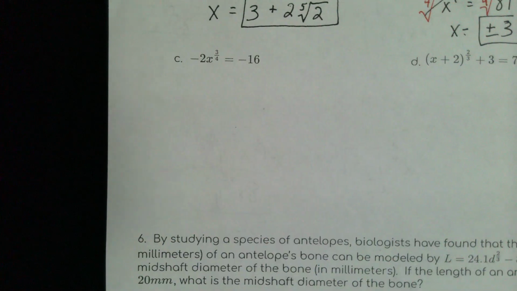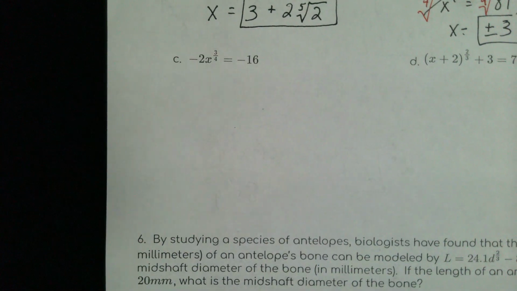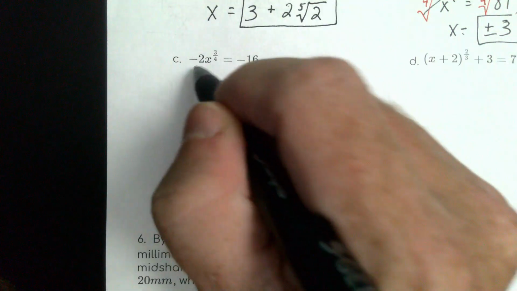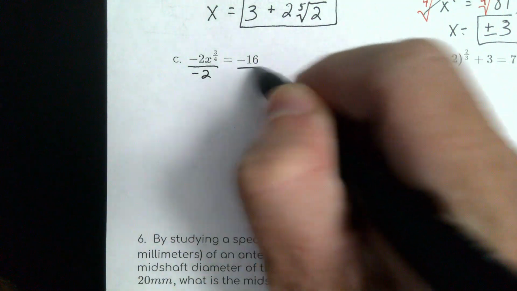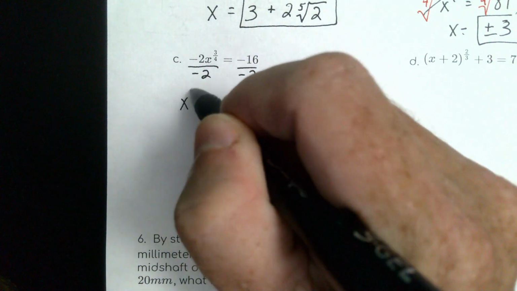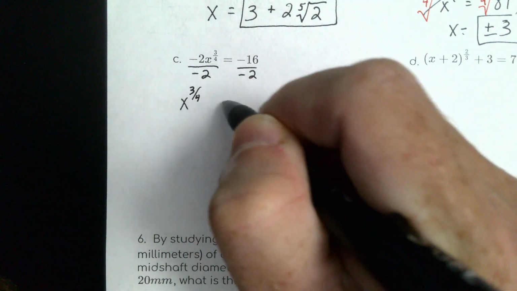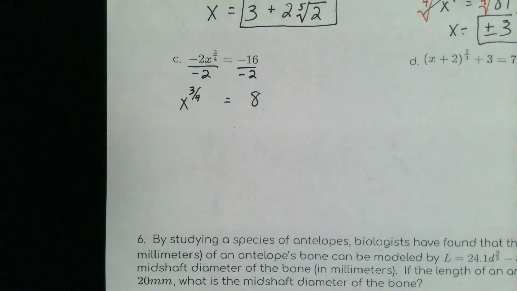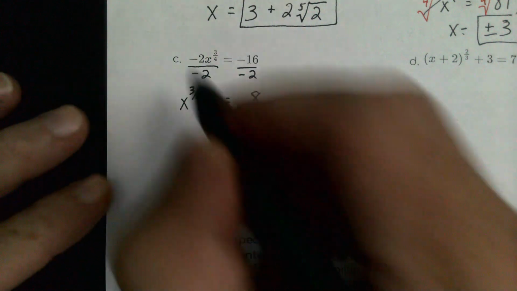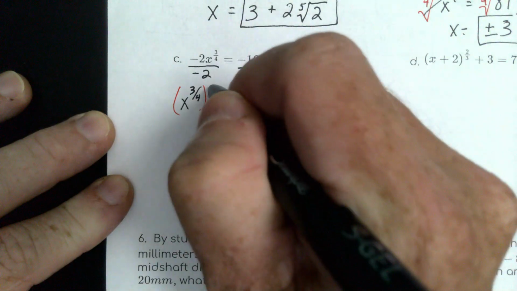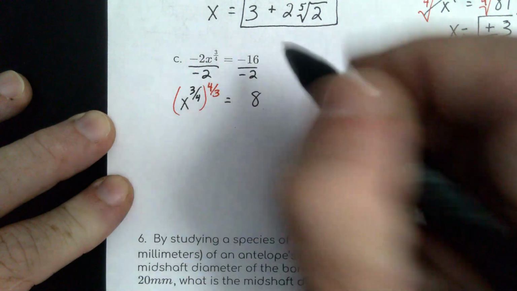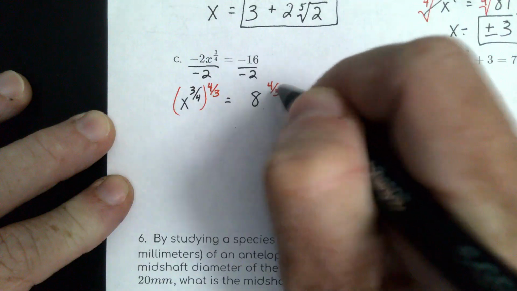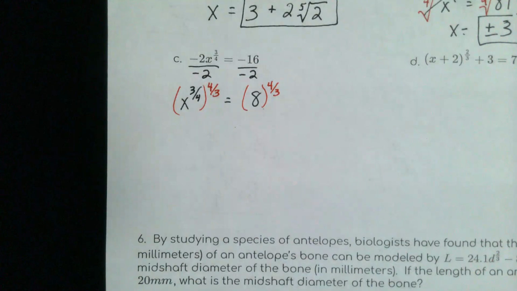All right, then we move on to our last section, 3.4, that had the exponents as fractions. So we still want to get rid of that negative 2 first. X to the 3/4 equals 8. All right, and this is the fun one. I don't know why, but I like this. To get rid of that 3/4 power, we raise it to the 4/3. 8 to the 4/3. Remember, whatever you do on the left, you have to do on the right.